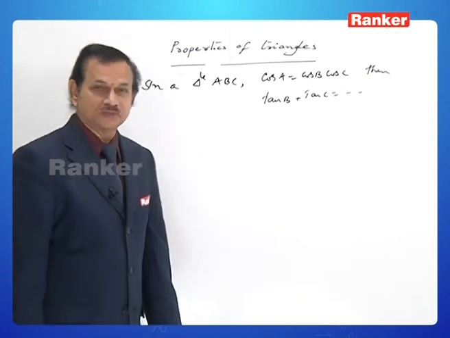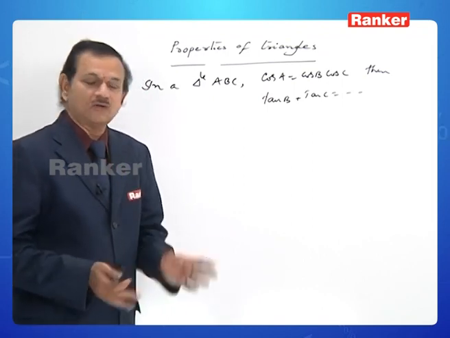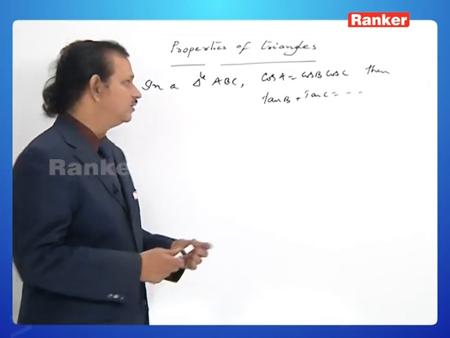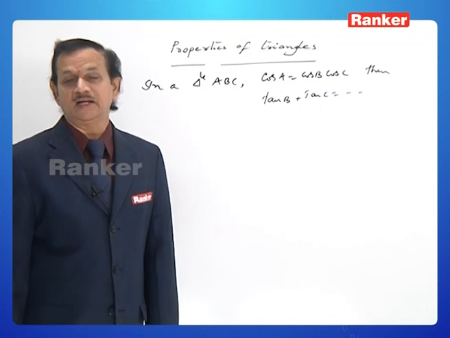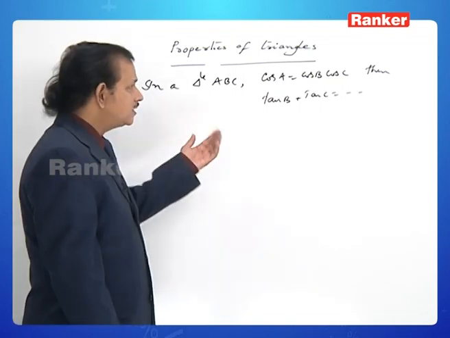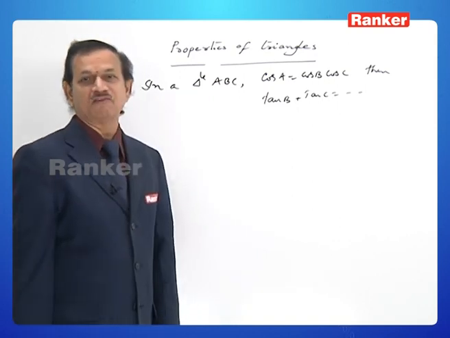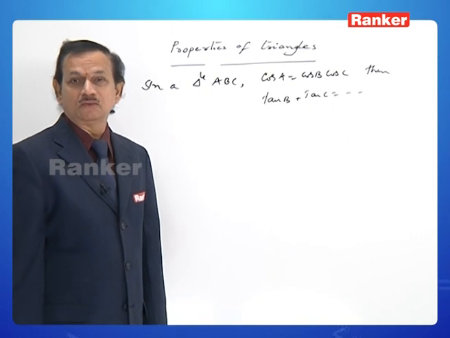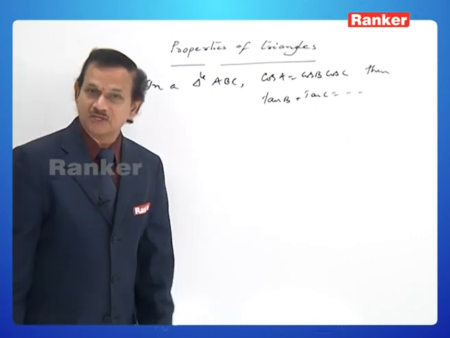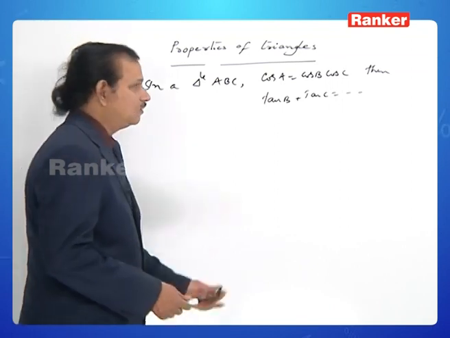In a triangle ABC, cos A is equal to cos B cos C. So in the data, cosine function is there, and in the requirement, tangent function is there. So by making use of cosine function, you're supposed to get a tangent function. So compulsorily, you must be having sine function also in the meanwhile discussion. Okay, let us start. What is the data?